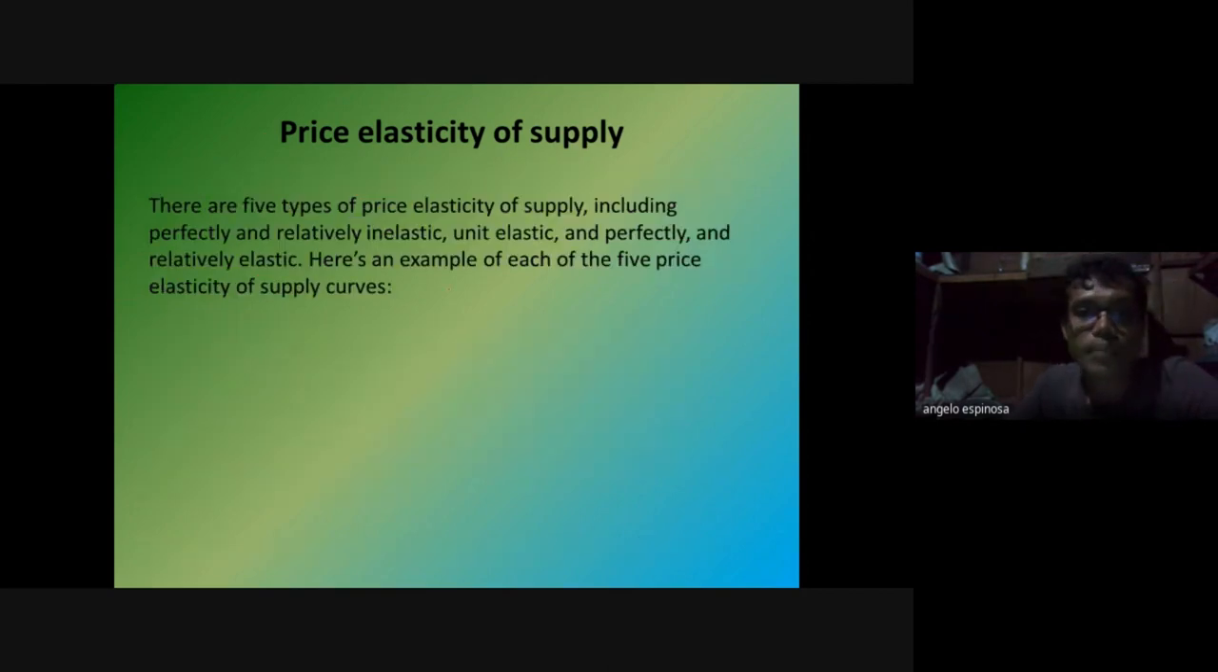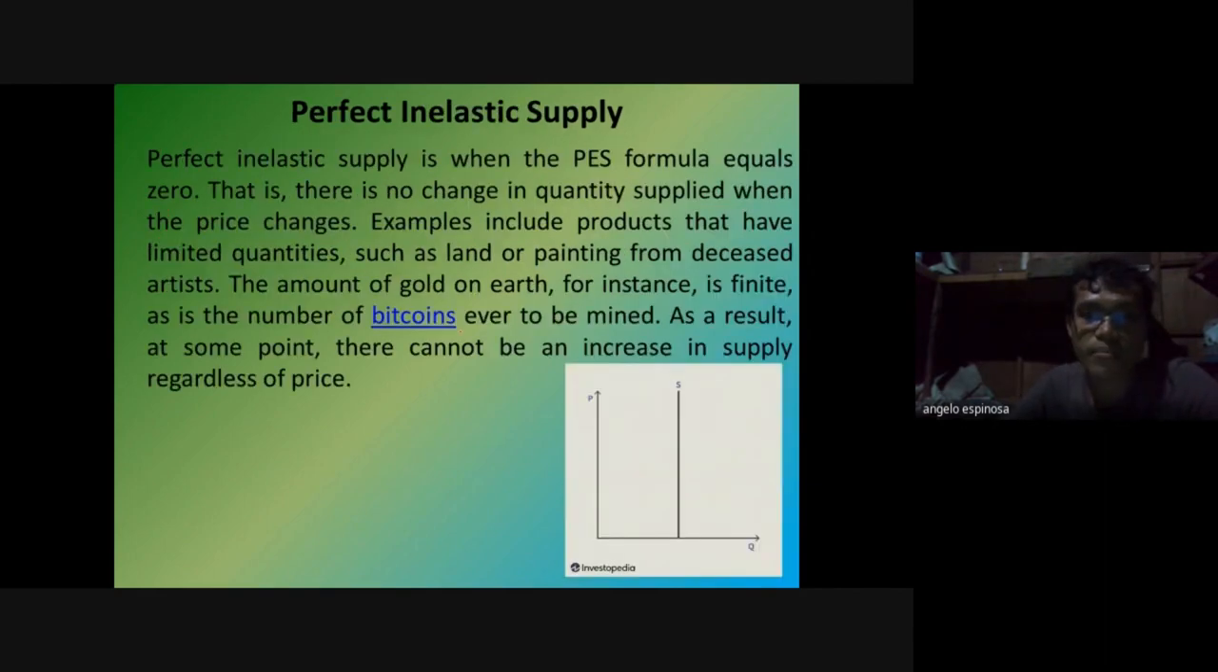Okay. The price elasticity of supply, there are five types of price elasticity of supply. Perfectly elastic supply, relatively inelastic supply, and then unit elastic supply, perfectly inelastic and relatively elastic supply. So here are examples of five price elasticity of supply curves. So this one is what we call, yung kanina pababa, ano yun, diba? This is an example of an elastic supply. This one. So this is an elastic supply. Okay, sabi doon sa inelastic supply, ito pataas ng presyo ha. Pataas ang presyo niyan, increase in the price.